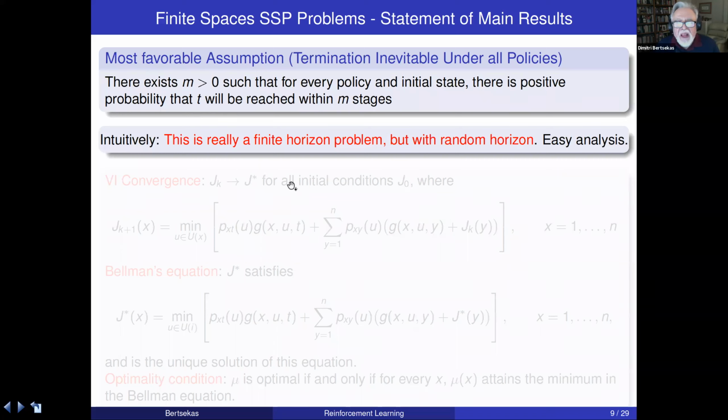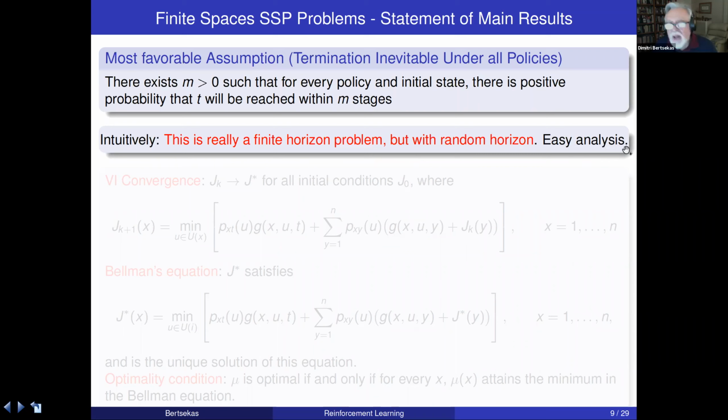assumption says that this is really a finite horizon problem, except that we don't know when we're going to terminate. We're going to terminate eventually with probability 1, but we just don't know when. Moreover, every M stages, the probability of having terminated increases. So after a lot of stages, the probability that we have not terminated is negligible. So this is really a finite horizon problem, and this also manifests itself in the line of proofs, the mathematical proofs that you use under this assumption.